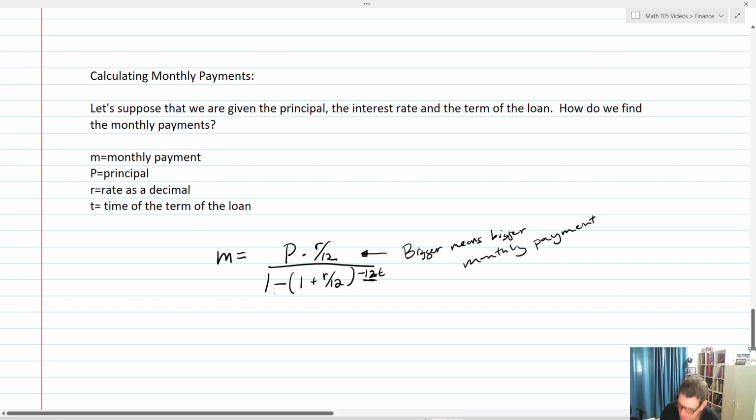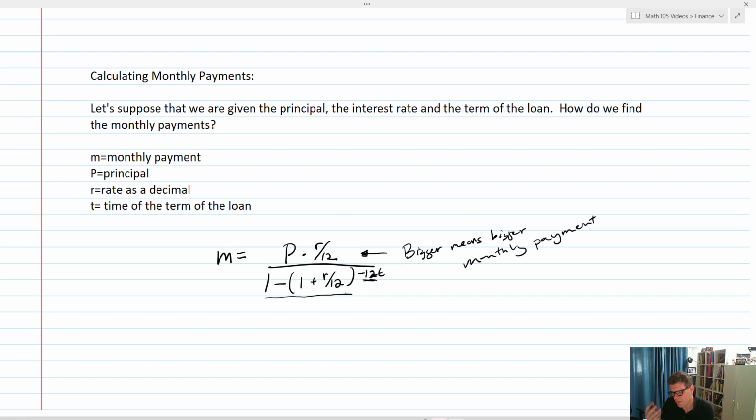Okay? And then this part right here, as it gets bigger, the size of the monthly payment actually gets smaller. Anything that's on the bottom is going to make the size of our loan perhaps smaller. Okay? So that's our equation. M equals P times r over 12 divided by the quantity 1 minus the quantity 1 plus r over 12 to the negative 12t. So let's take a look at this in action.